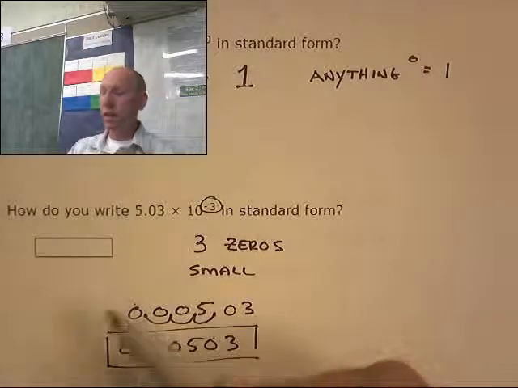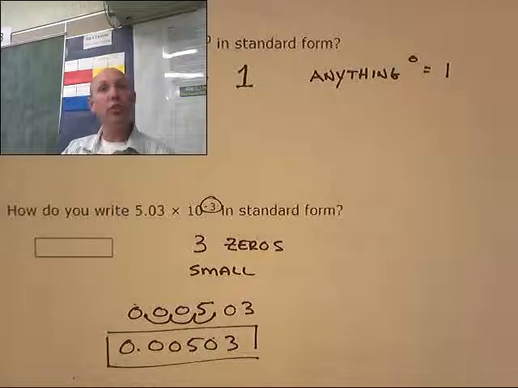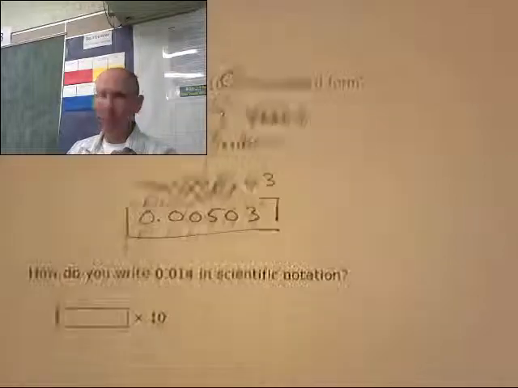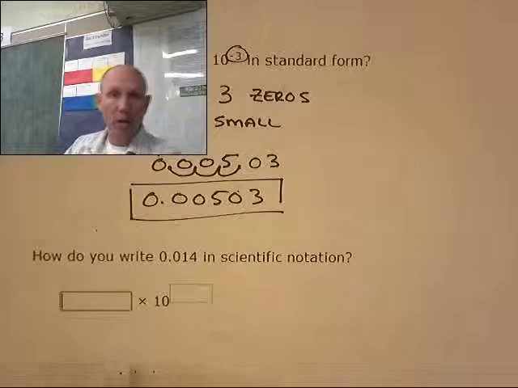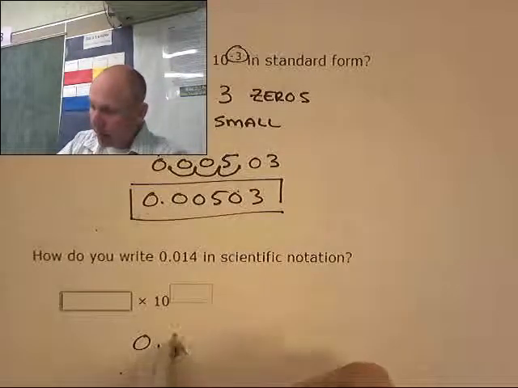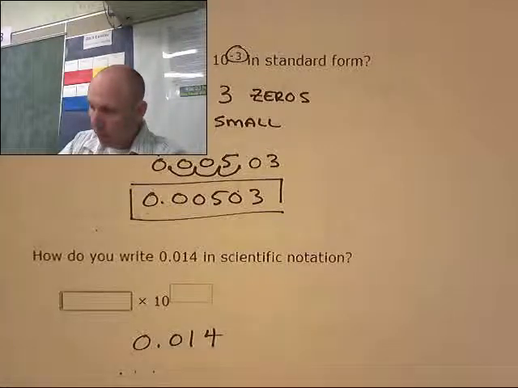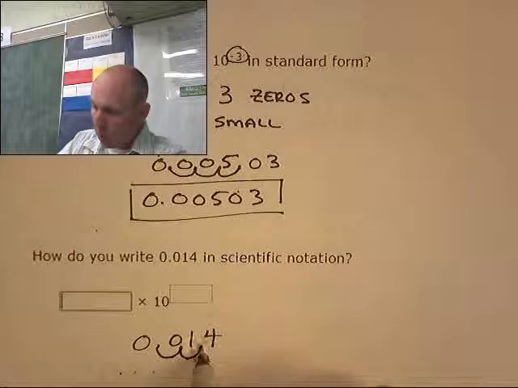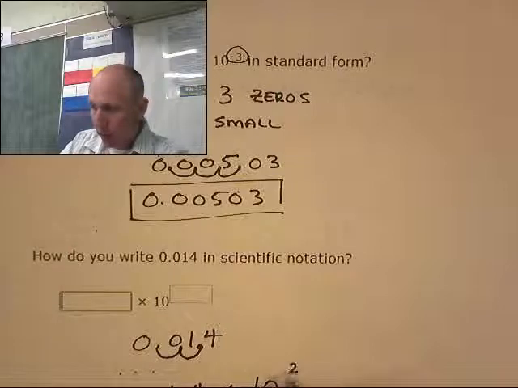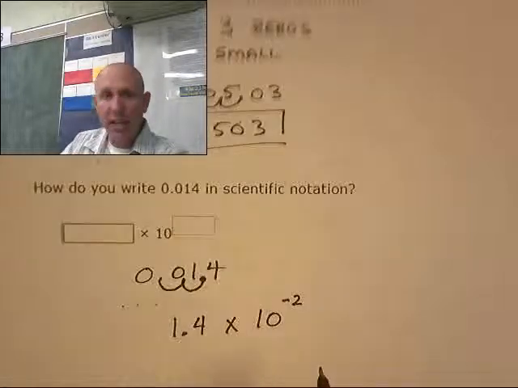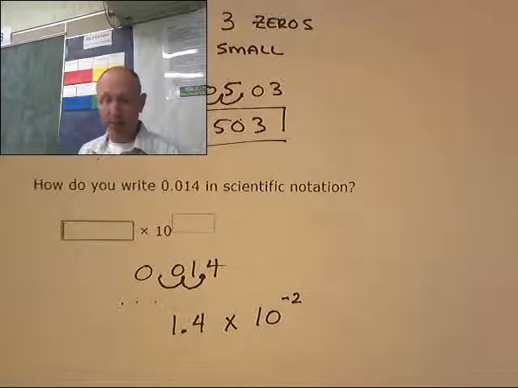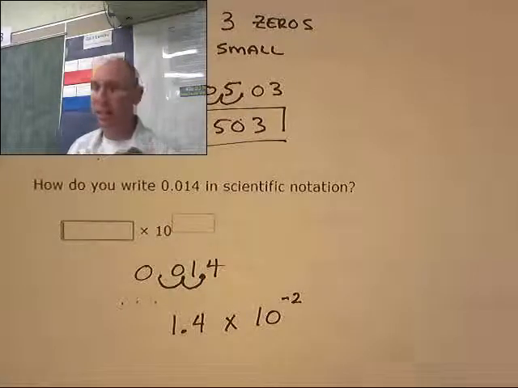That's scientific notation. These are the exact same number, just in 2 different forms. This one's in standard form, this one's in scientific notation. And one more. I have to put this guy, 0.014, into scientific notation. It's going to jump 2 times, so I have 1.4 times 10 to the 2, but it's a negative on the 2 because this is the little number. Little numbers get negatives on the exponents.